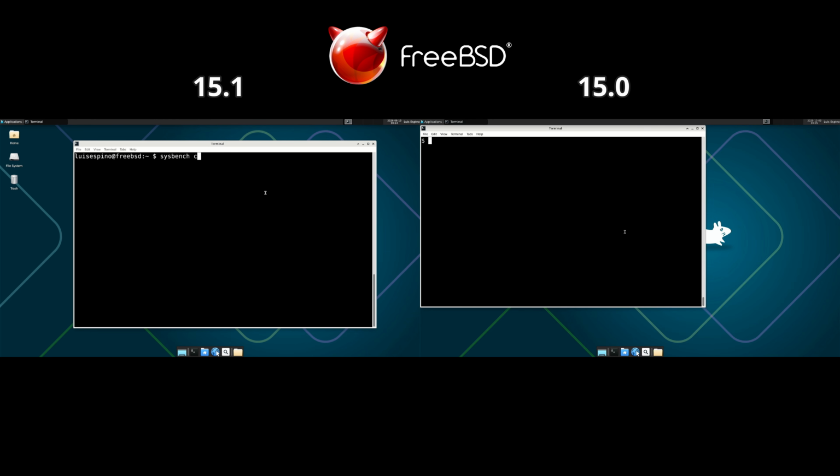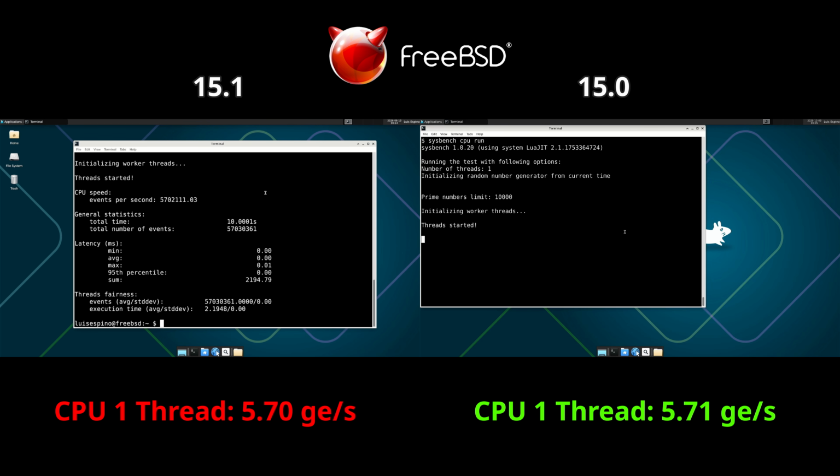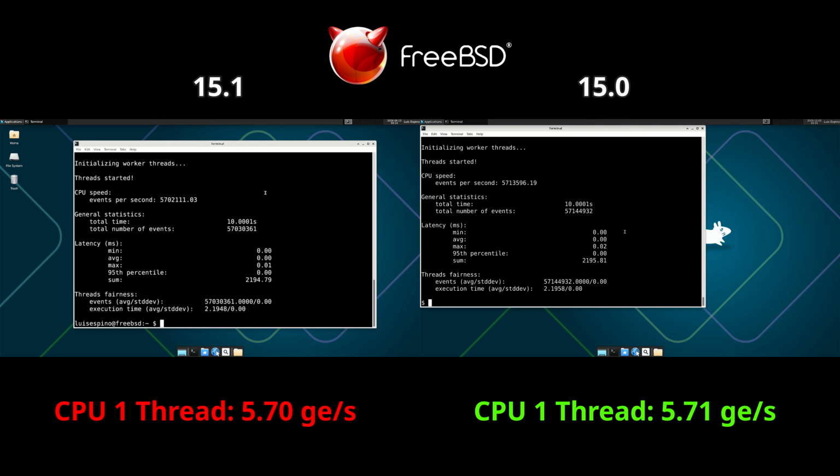We ran single-thread CPU Sysbench calculating primes, which allows us to measure the single-core processor performance. Performance was similar in this single-core test, though version 15 stood out with many more events recorded per second.